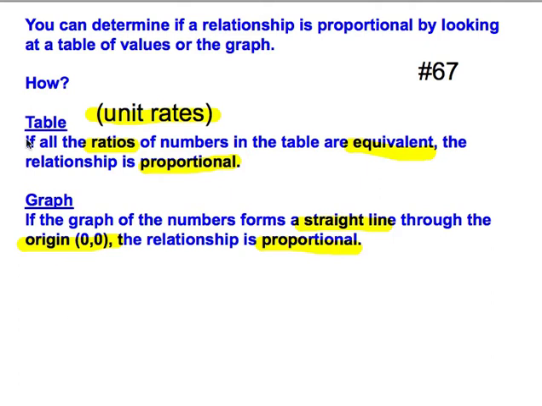If you're looking at a table, all the ratios of numbers in the table have to be equivalent. And if they are, then the relationship is proportional. And these ratios we're going to think of as unit rates, and you're going to see why in our first example on the next slide. So that's if you have a table. If you have a graph, you need two things to occur. You need it to form a straight line, and it needs to go through the origin, or the point 0,0. And if it does, then the relationship is proportional.